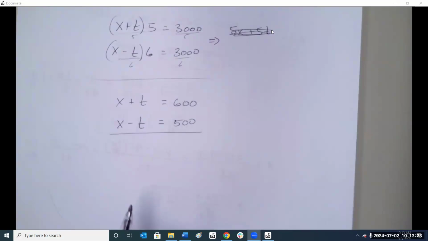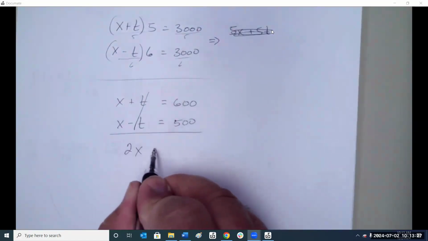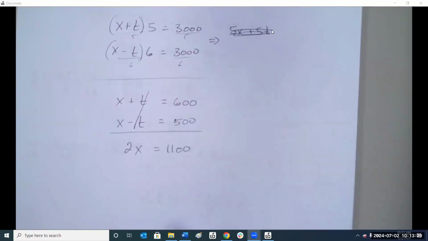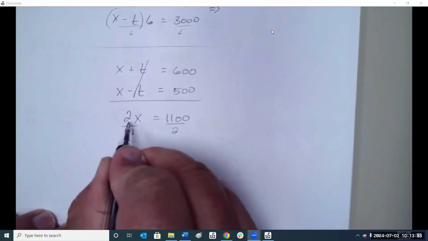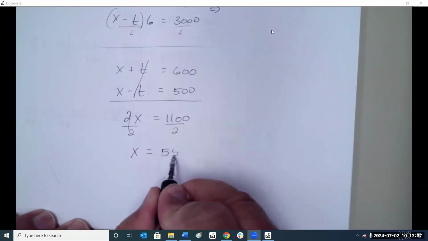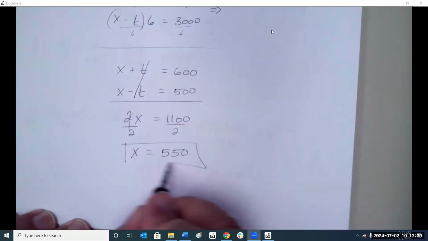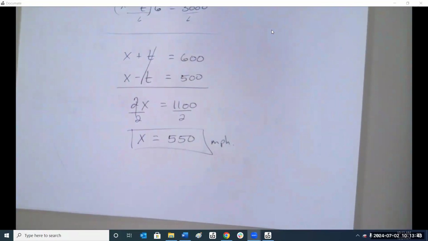Add these two equations together, the t's cancel. So we have 2x equals 1100. Divide by 2. So the speed of the airplane is 550 miles per hour. Which is about right.